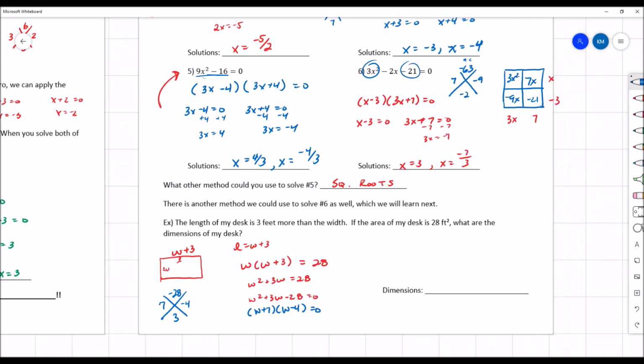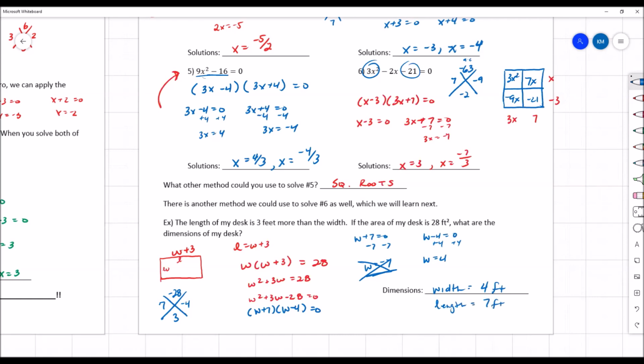Either my width could be negative 7, or my width could be positive 4. Now, typically I say, hey, write two solutions, right? But in this case, I'm not going to do that because this doesn't make sense. If I said, hey, how long is my desk? You say negative 7 feet. There's no negative distance. So the width has to be 4 feet.